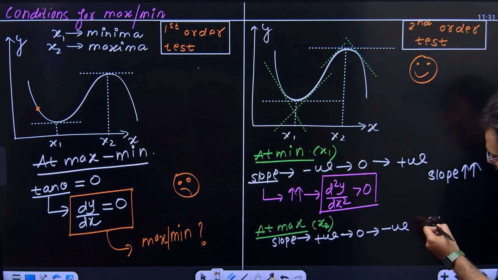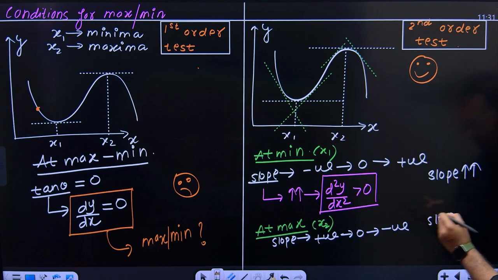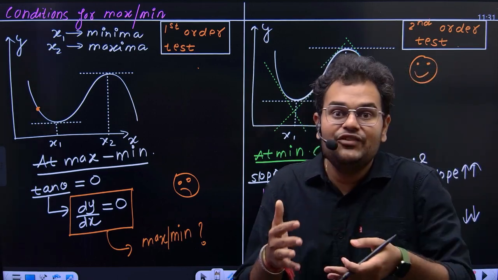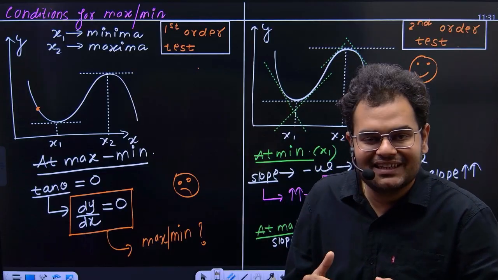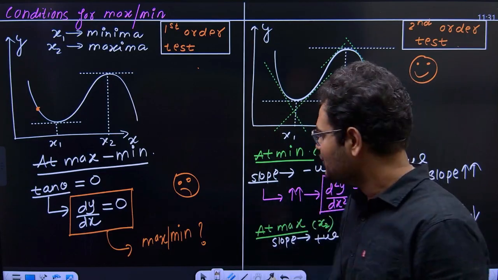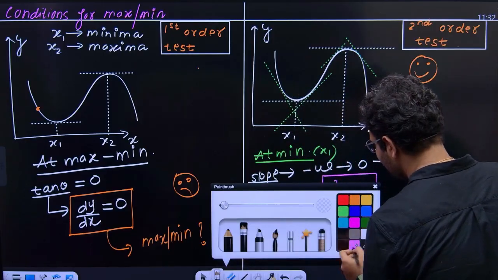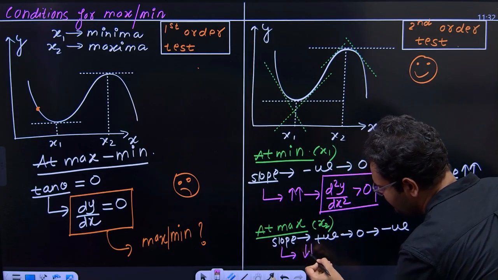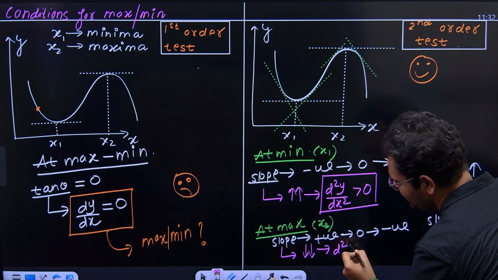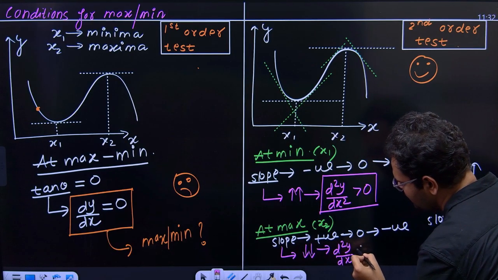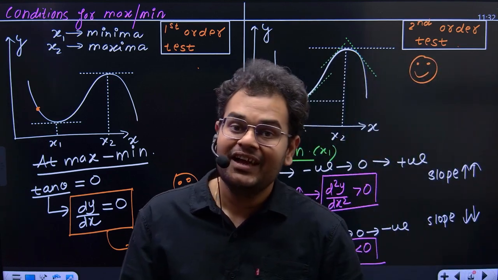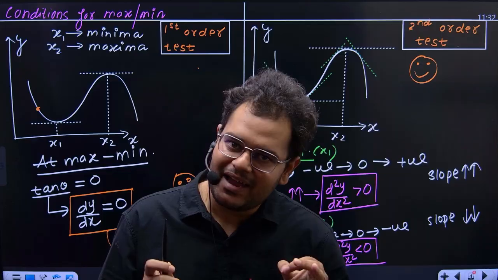So can I say that my slope is decreasing? From positive to negative, my slope is decreasing. If anything is decreasing, that means the rate of change of slope should be positive or negative? 100% sure it should be negative. What I am saying is, if slope is reducing, that means d2y by dx2, this quantity, must be less than 0. We have finally derived two conditions for maxima and minima.